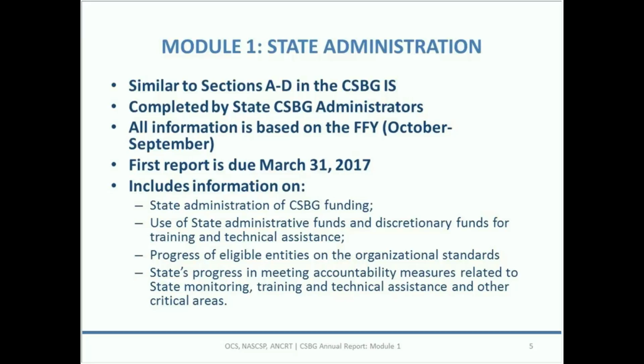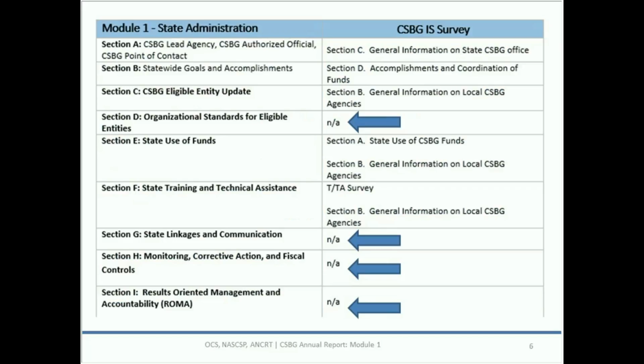This all includes information on state administration of CSBG funding, the use of state administrative funds and discretionary funds, how funds were used for training and technical assistance, progress of eligible entities on the organizational standards, and how the state is meeting accountability measures related to state monitoring, training, and technical assistance, as well as some other critical areas. On this chart, a really nice, quick chart, you can see what is in Module 1 of State Administration and what is in the CSBG-IS survey.